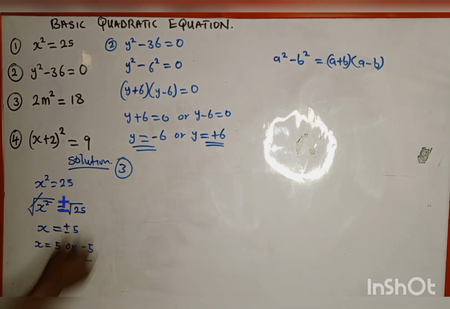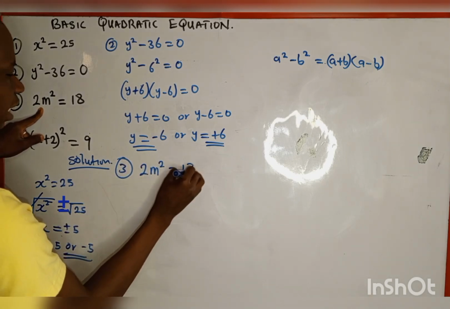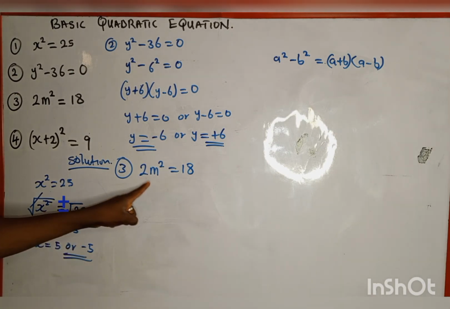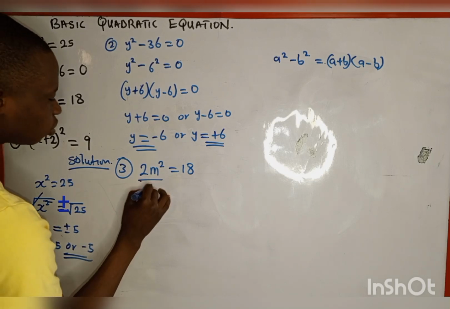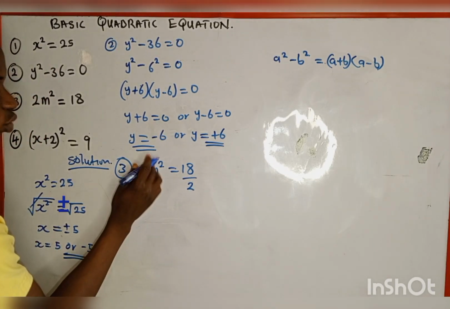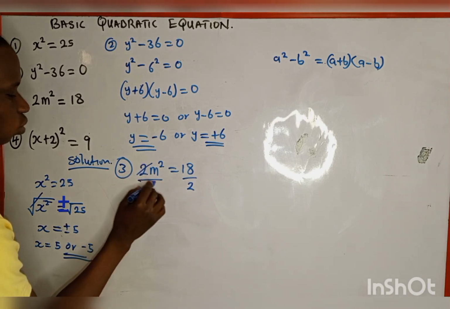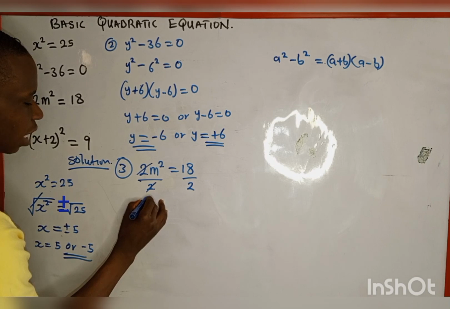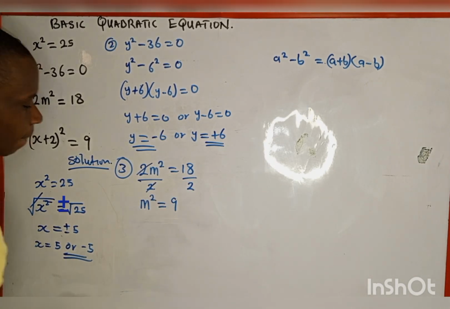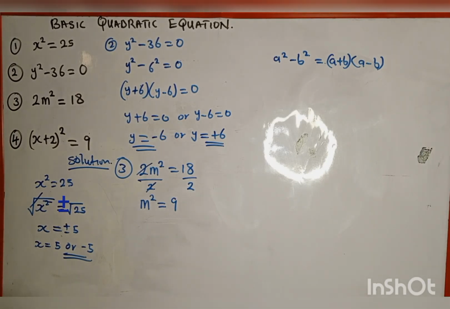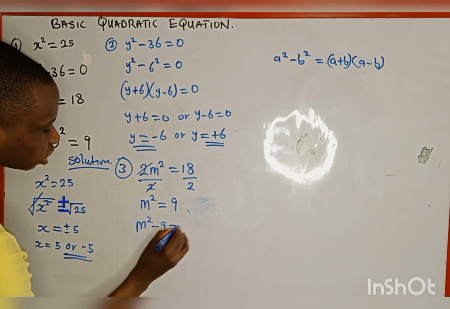Now we can look at number 3, which says we have 2m square is equal to 18. Here m square has a coefficient, which is 2. The first thing you are going to do is divide both sides by the coefficient of m square, which is 2 divided by 2, then 18 divided by 2. So this 2 will cancel this 2. We are left with only m square, which is equal to 18 divided by 2, which gives us 9. Next, we take this 9 across: m square minus 9 is equal to 0.